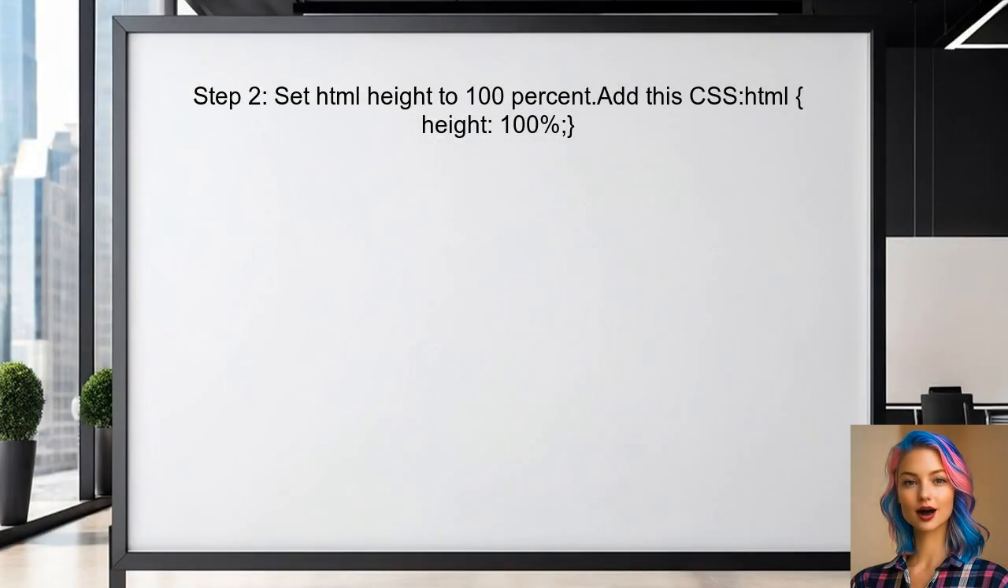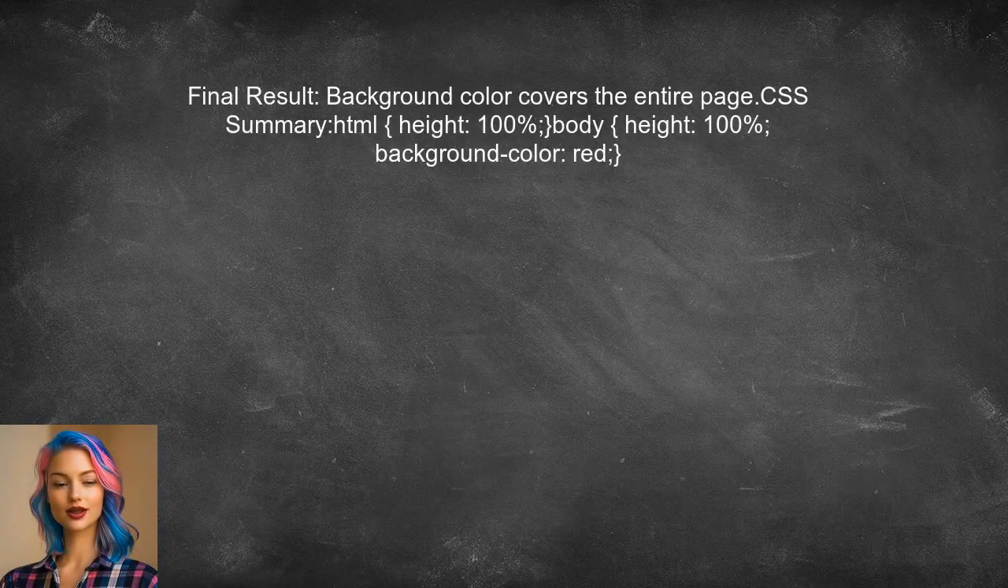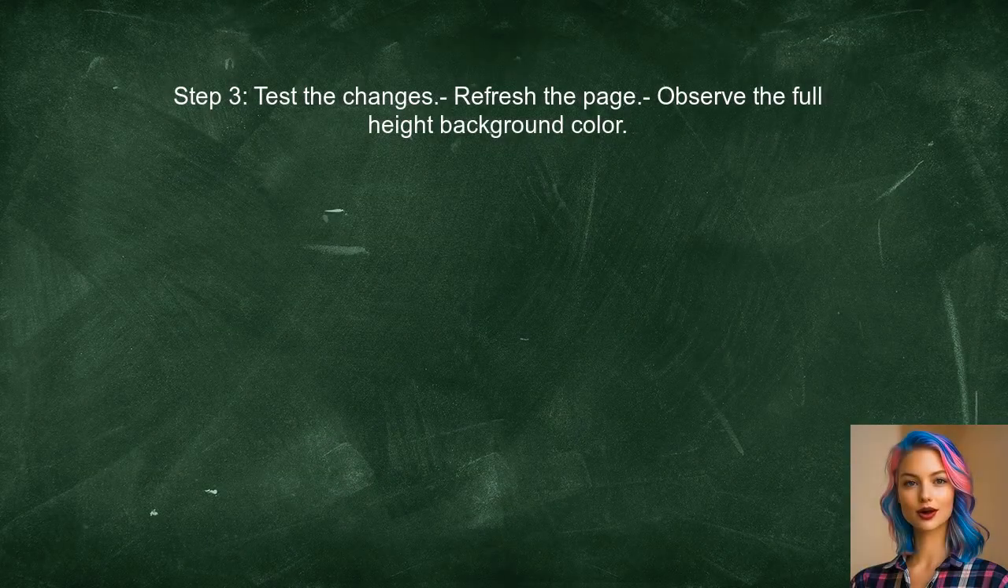Next, the user should also set the height of the HTML element to 100%. This is important because the body height is relative to the HTML element. Now, with both the HTML and body elements set to 100% height, the background color will cover the entire page, regardless of the content inside. Finally, the user can test the changes by refreshing the page. They should now see that the background color extends across the full height of the viewport.